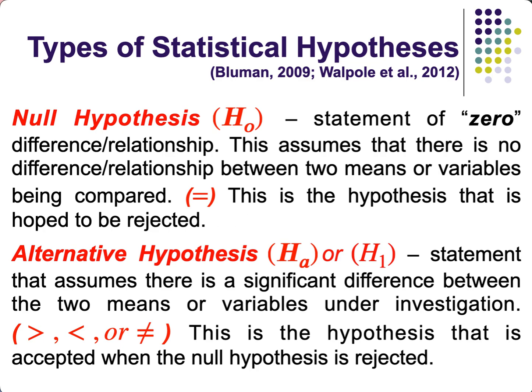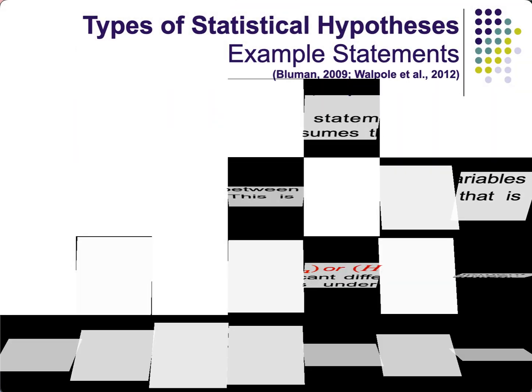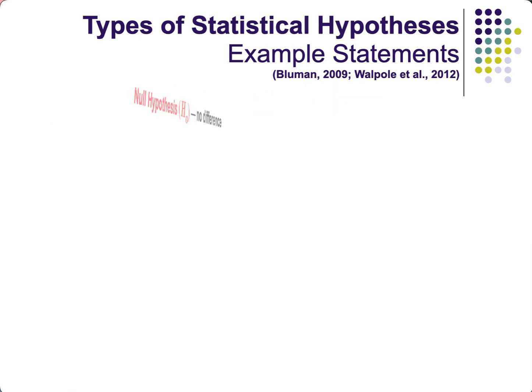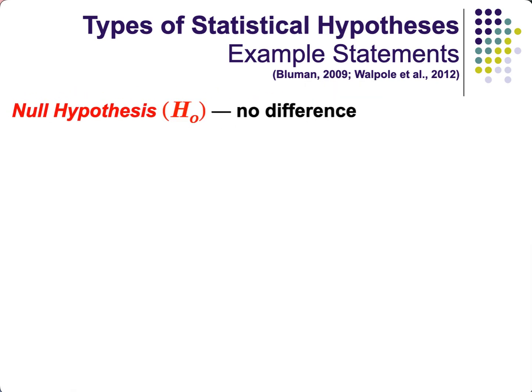All right. The alternative hypothesis, or the HA or H sub 1, is a statement that assumes that there is a significant difference or relationship between two variables under investigation. We use the symbols, the inequalities, to represent the alternative hypothesis. This is the hypothesis that we accept when the null hypothesis is rejected. So these are, in summary, the null hypothesis is always the no difference.